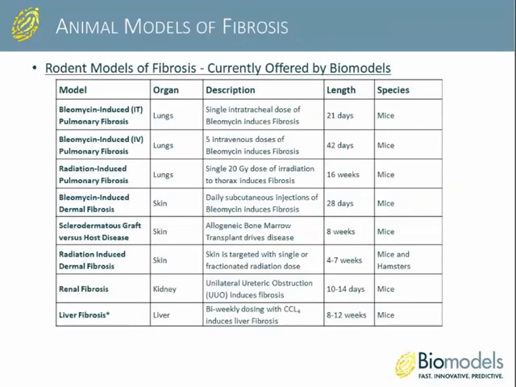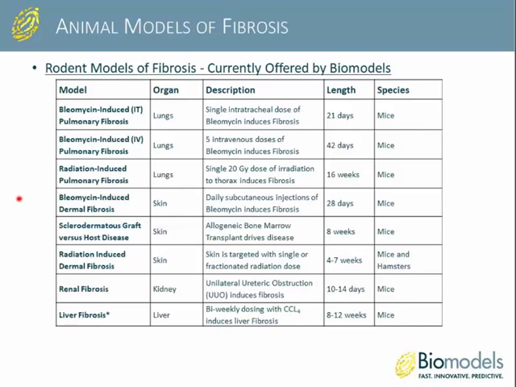So this next slide is just a run-through of a number of the disease models that are currently offered here at Biomodels, and they're split up into different organ systems. So we offer a number of lung fibrosis models, including intratracheal and intravenous induced bleomycin models. And these run from anywhere from 3 to 6 weeks in mice. We also offer a radiation-induced pulmonary fibrosis model, which can mimic some symptoms that are seen in the clinic.